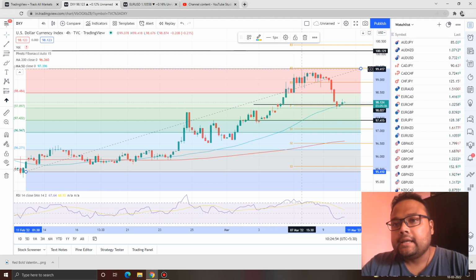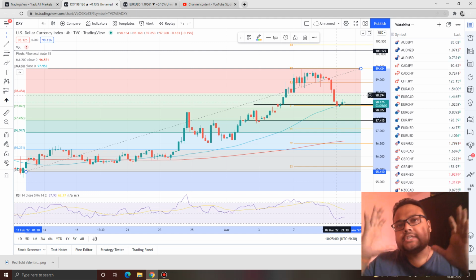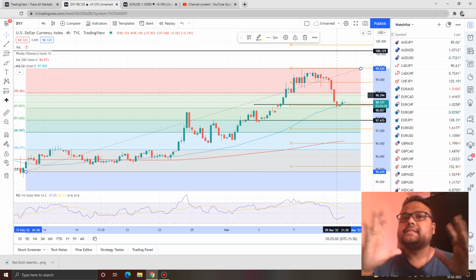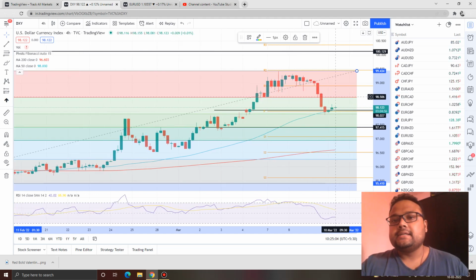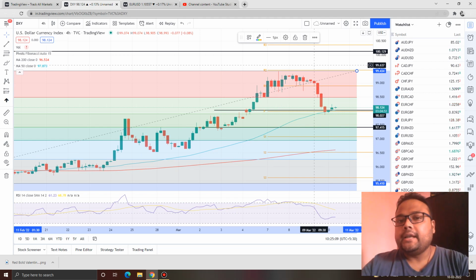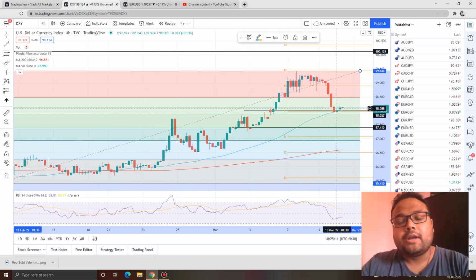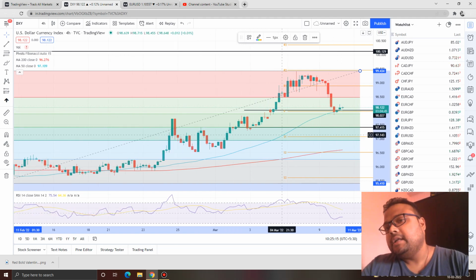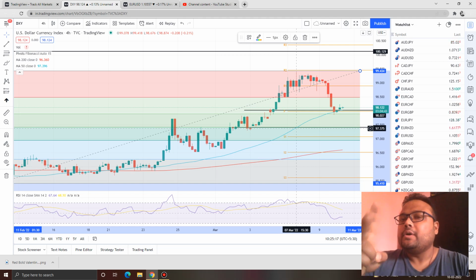99.41, DXY is right now trading at 98.12. Overall, the structure, the setup of DXY is still very bullish, but yes, we saw heavy correction as well. It took support around the Fibonacci 38.2% retracement level, which was also the 50 moving average. So both these factors were able to hold the market right now. But whether this will be able to hold or not, we are still not sure.